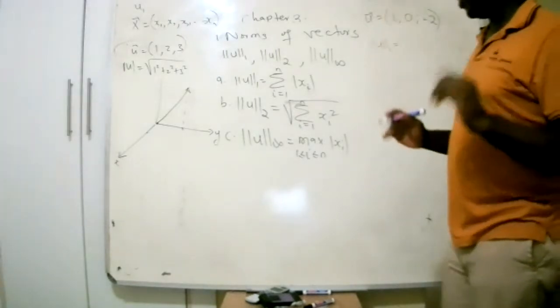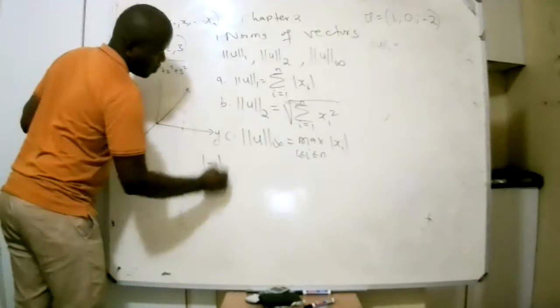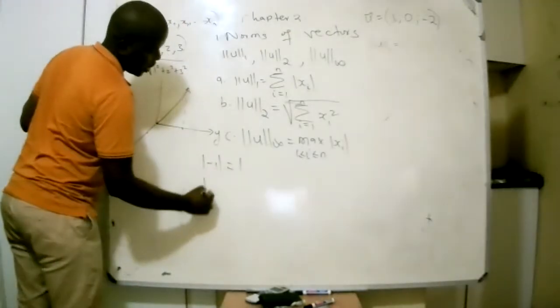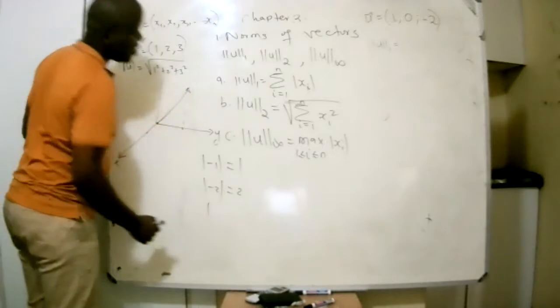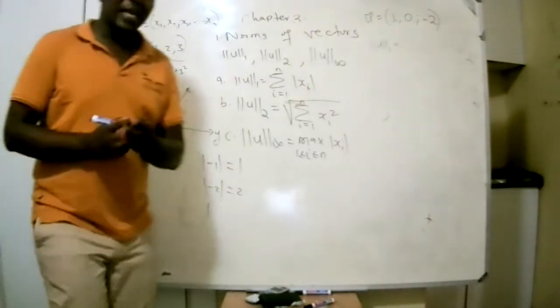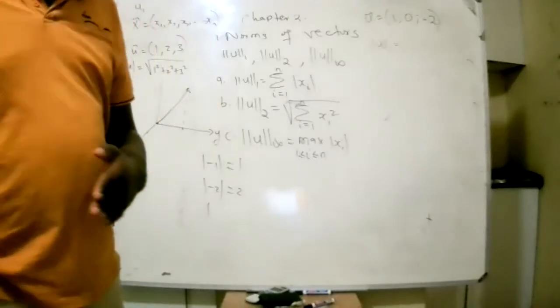Absolute is like, I don't know if you are aware of this. So absolute of -1 is going to be +1. Absolute of -2 is going to be 2. In other words, the absolutes change the negative values to be the positive values.